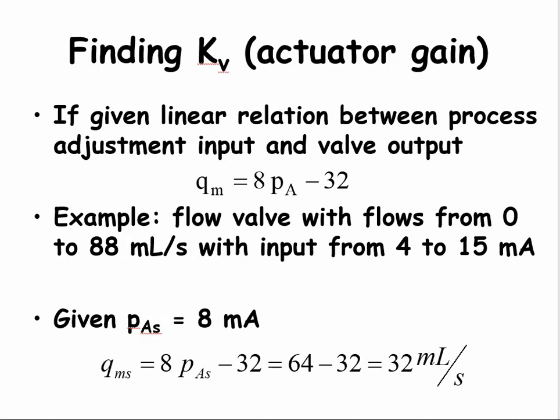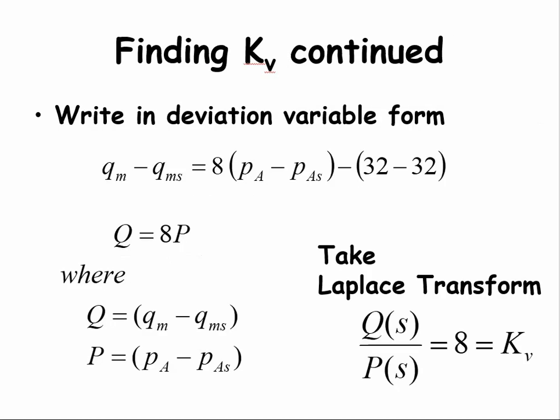Now we are told that the steady-state control signal for the process is 8 milliamps. We can use the information to find the steady-state flow rate through the valve. In this case, the steady-state flow rate Qs is 32 milliliters per second. Now we take the difference between the valve equation and the steady-state valve equation, relating the control signal PA to the valve flow rate Qm.